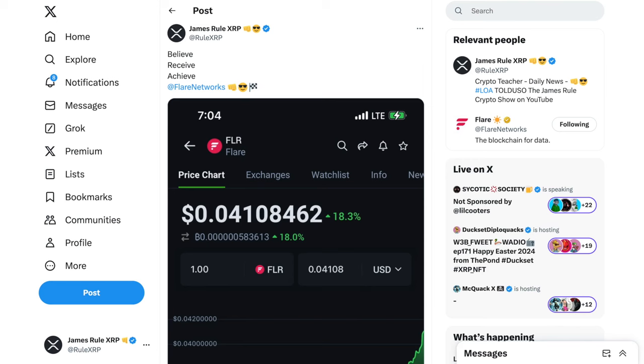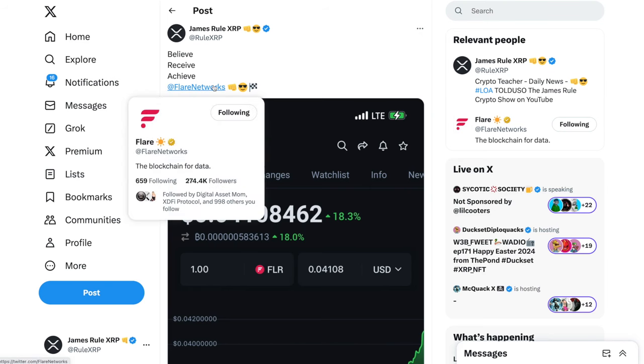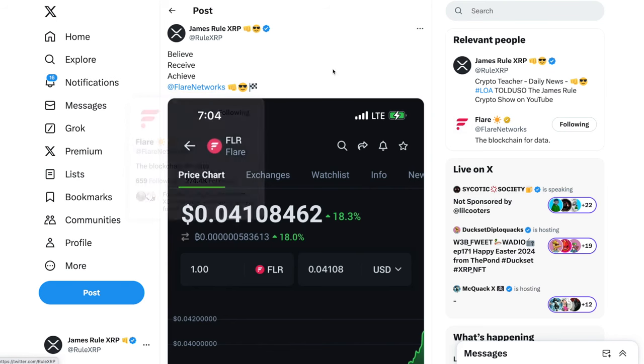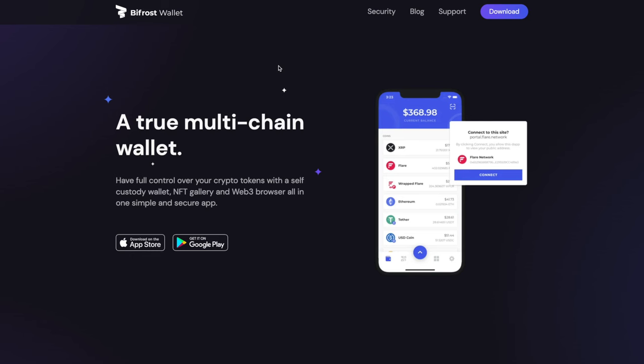As a matter of fact, we're going to go ahead and look at it now. I'll put this out there. 4.1 pennies, FLR. Believe, achieve, believe, receive, and achieve FLR Networks. If you're not following FLR Networks, you need to. And if you have FLR, if you have Songbird, and if you're not taking advantage of allocating to the FLR time series oracles, you're missing out.